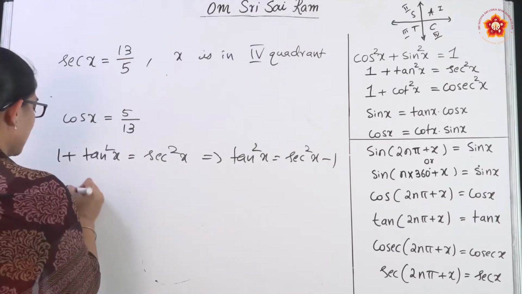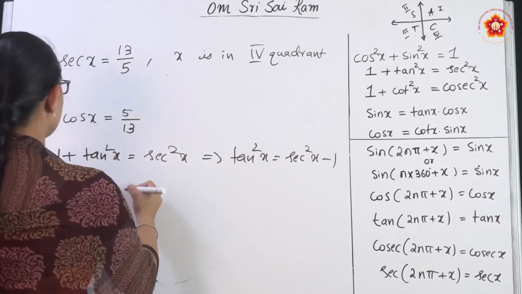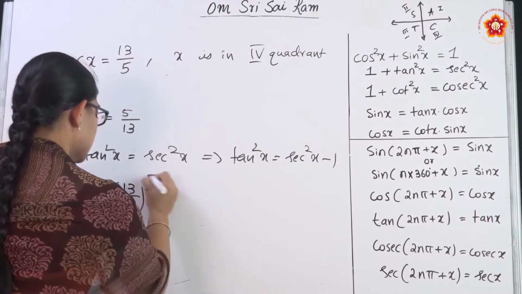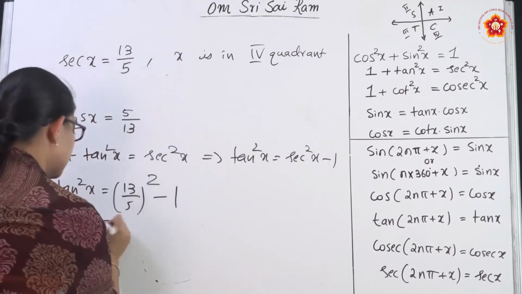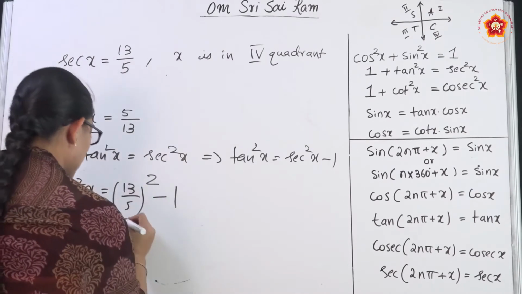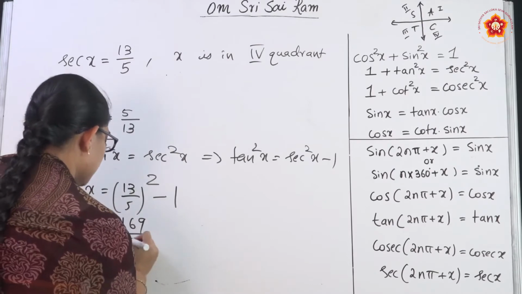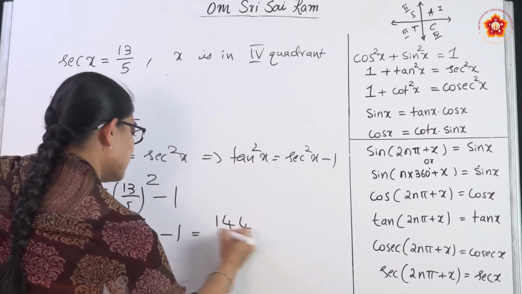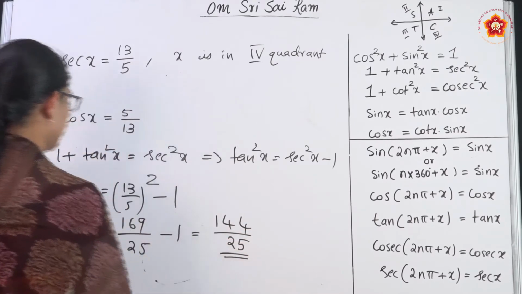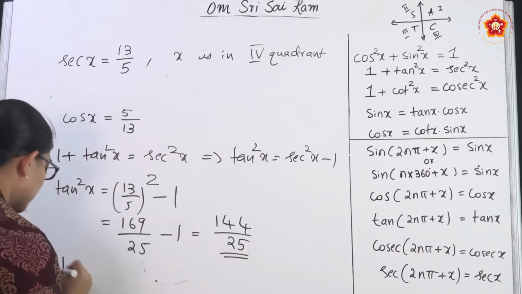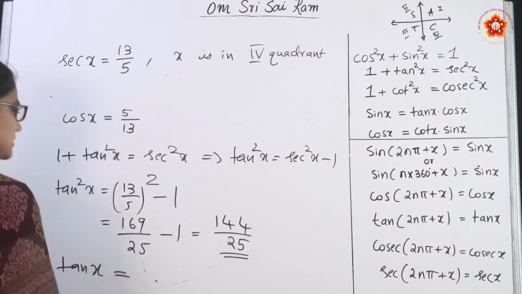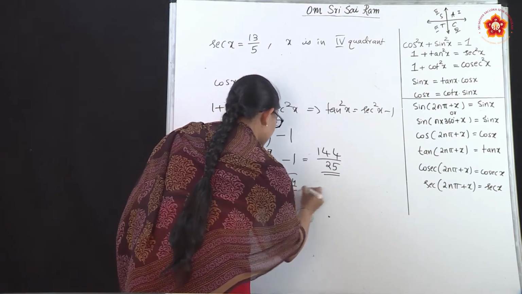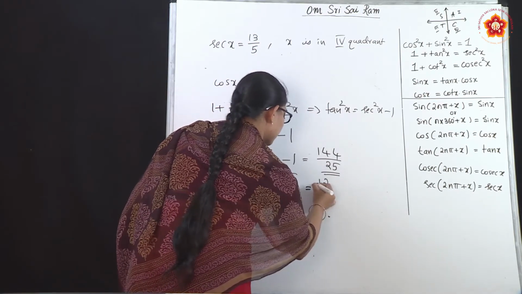So, that is tan square x is equal to secant square x minus 1. So, secant x is 13 by 5. So, 13 by 5 square minus 1. So, what is this? Simplify. So, 13 square, you know it is 169 by 25 minus 1, that is 144 by 25. Now, this is tan square x. So, what is tan x? Tan x is nothing but square root of 144 by 25, that is 12 by 5.